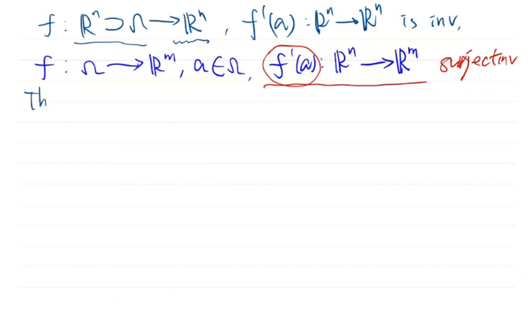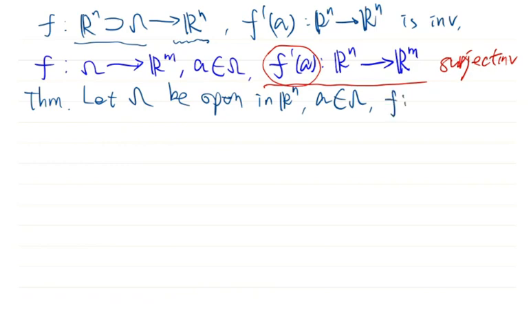This is a theorem. Let omega be an open subset in Rn, and A is a point in omega, and our map F from omega to Rm is, say, C1, continuously differentiable.